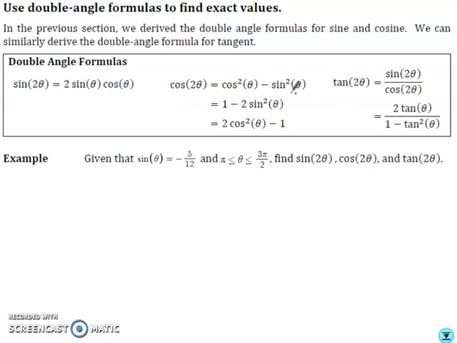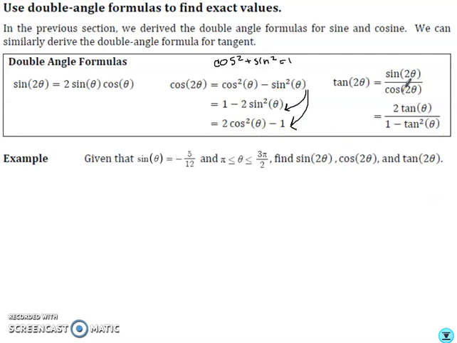Now cosine has a few different options. The first is cosine squared of theta minus sine squared of theta. Then to get to these following two, all they are doing is substituting with our Pythagorean identity, which is cosine squared plus sine squared equals 1. So here they subtracted my sine squared and replaced the cosine squared with 1 minus sine squared. And then in the second identity, they solved for sine squared and replaced sine squared with 1 minus cosine squared to get that third identity.